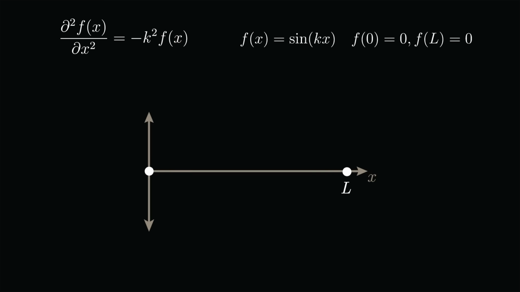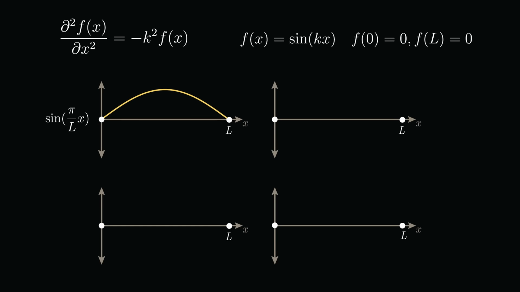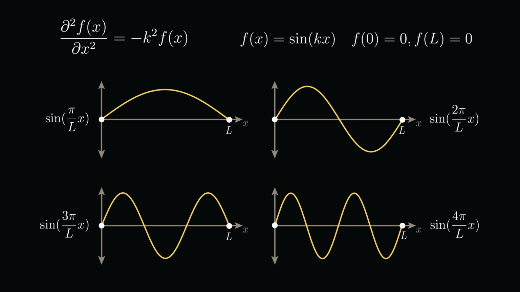Importantly for Schrödinger, when we fix the ends of our string, setting f equal to 0 at x equals 0 and x equals L, the length of our string, only very specific values for the constant k will work. Visually, this just means that we can fit half of a sine wave between the fixed ends of our string, or a whole sine wave, or a sine wave and a half, and so on, but nothing in between.